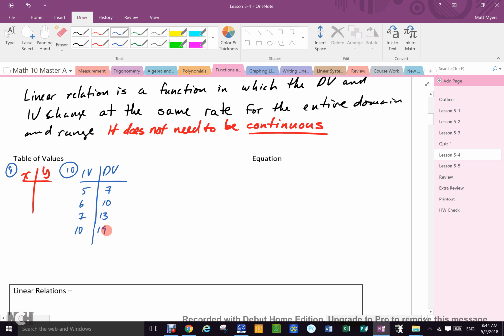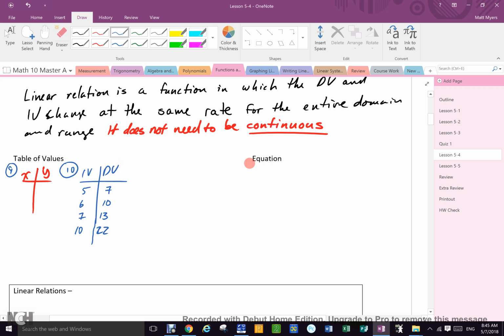$19. Why? It's not 19. What is it? 22. Thank you. You need one more. Why? Because you're going up by 3 for every 1. Everybody understand? Yeah? All right. This you learned in grade 9.